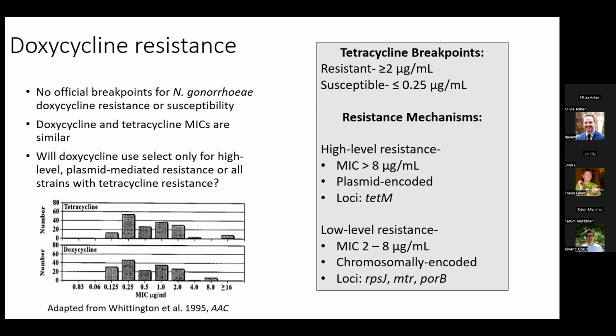What we don't know is if doxycycline use will select only for this high-level plasmid-encoded resistance, or if any strain that's resistant to tetracycline will also be resistant to doxycycline, particularly in the setting where patients are only taking one pill rather than a whole course of doxycycline. The other thing that we don't know is how this might impact resistance to other antimicrobials. So often when gonococcus is resistant to one antibiotic, it's resistant to other antibiotics. And so whether or not doxyPEP selects for high-level resistance to tetracycline or just low-level tetracycline resistance might also impact other antimicrobial resistance in the population.